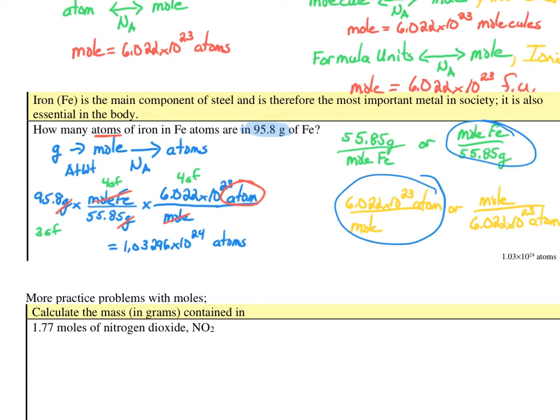3, 4, 4 sig figs. So our final answer is limited to 3 sig figs. The first number to be dropped is below 5, so we round down. This equals 1.03 times 10 to the 24th atoms.